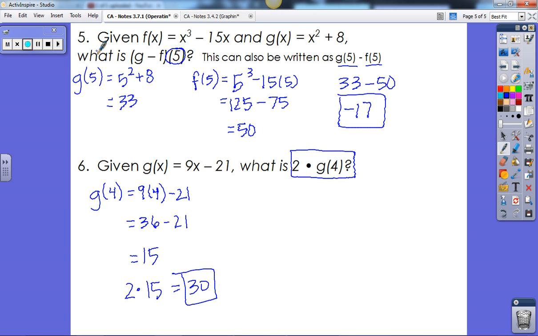There are other operations on functions, specifically composite functions, but we won't look at those in this lesson.